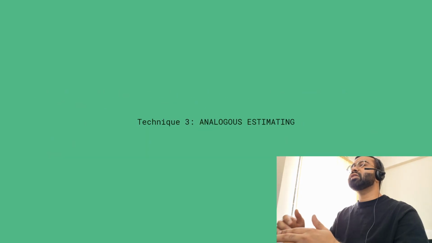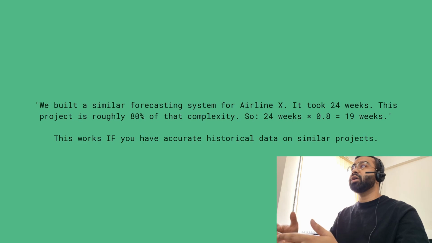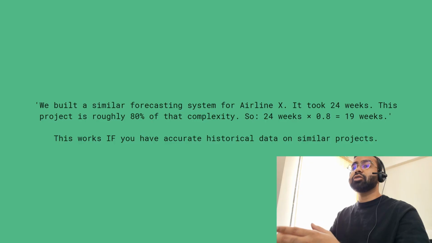Technique 3 is analogous estimating. You estimate based on similar past projects. We built a similar forecasting system for airline X. It took 24 weeks. This project is roughly 80% of that complexity. So 24 weeks multiplied by 0.8 is about 19 weeks. This works if you have accurate historical data on similar projects.